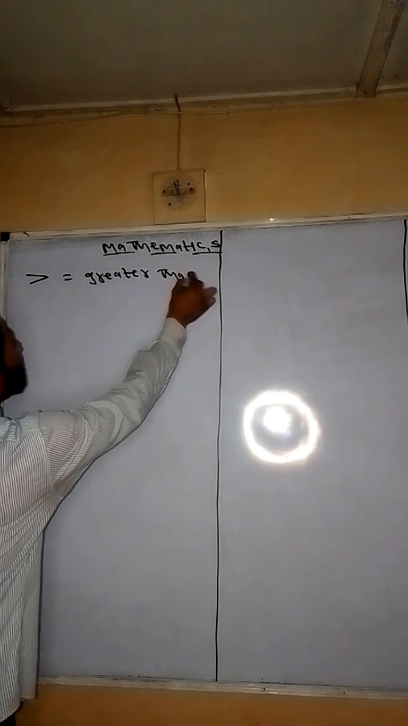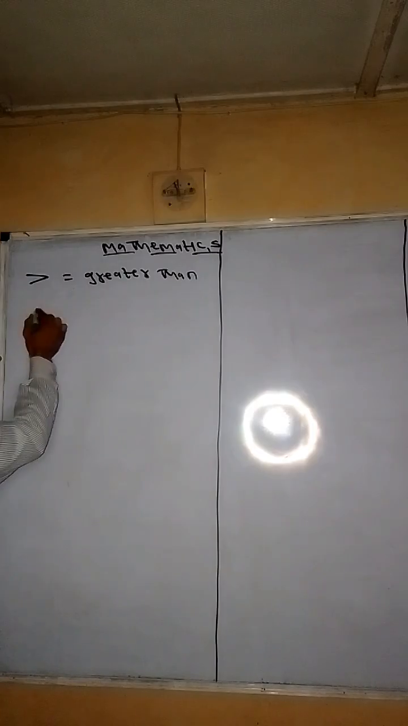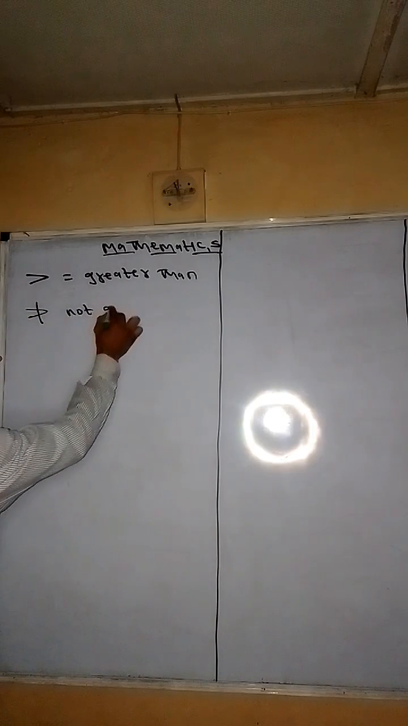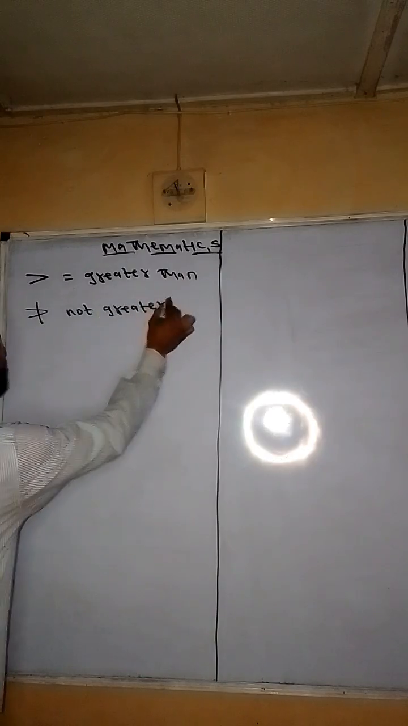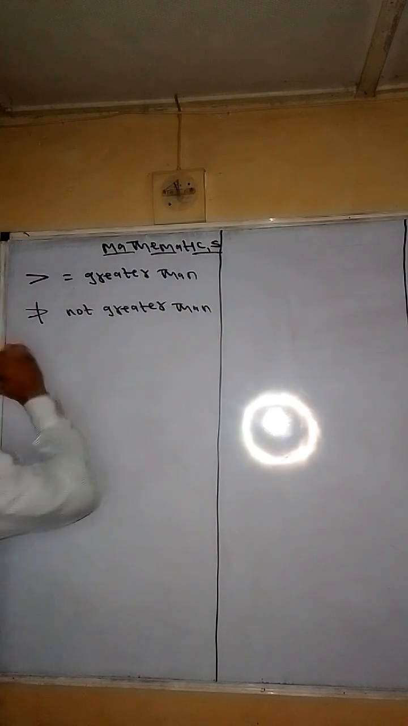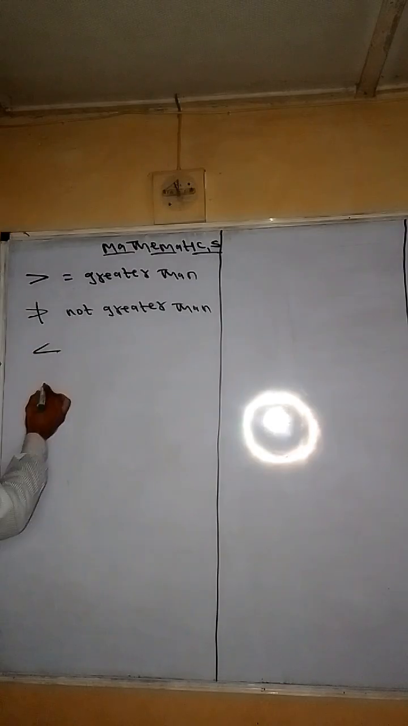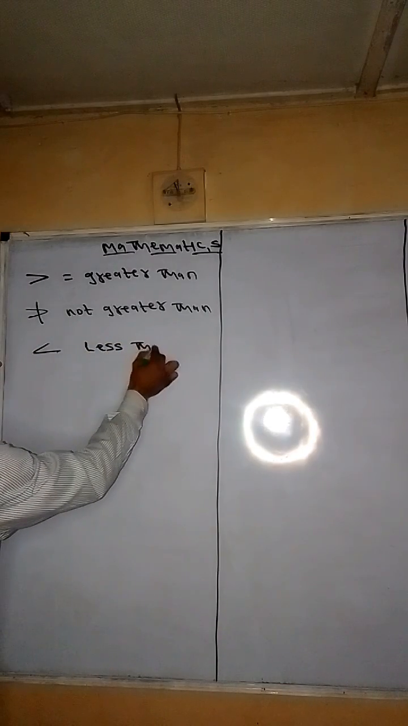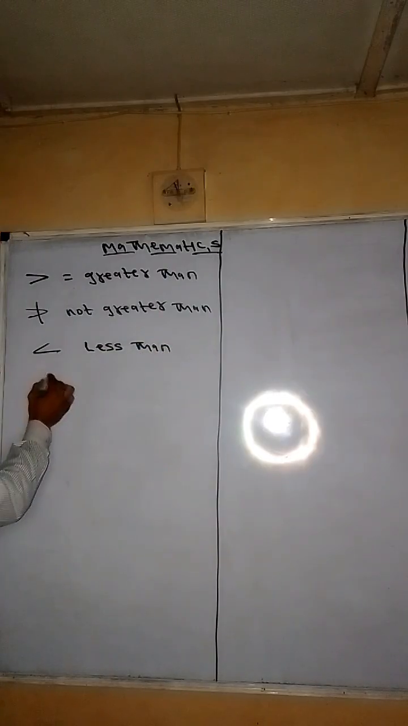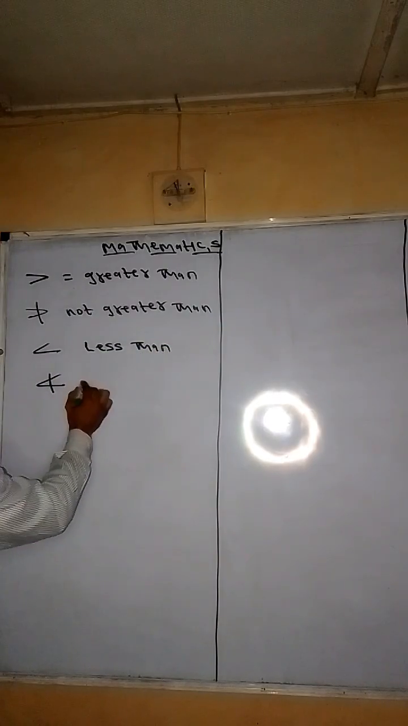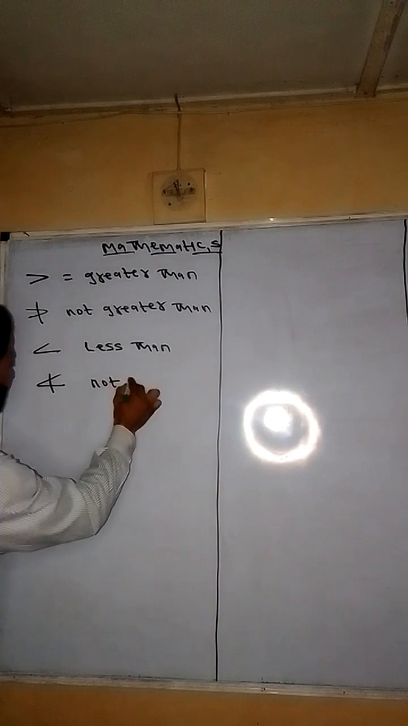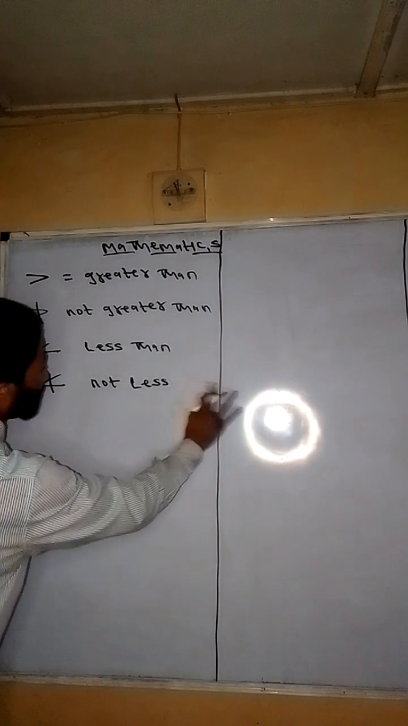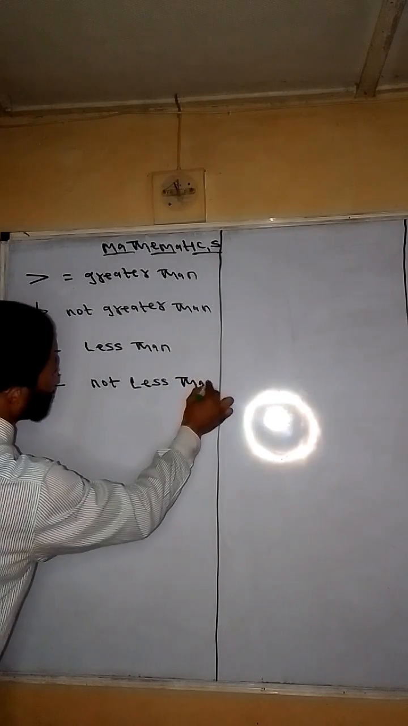So then, when I write the sign like this and I cross it, it means not greater than. Now, if I bring the sign like this, it means less than. Now, if I write it like this and I cross it, it means not less than.